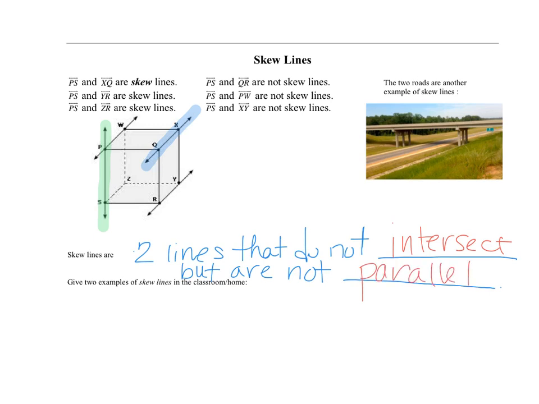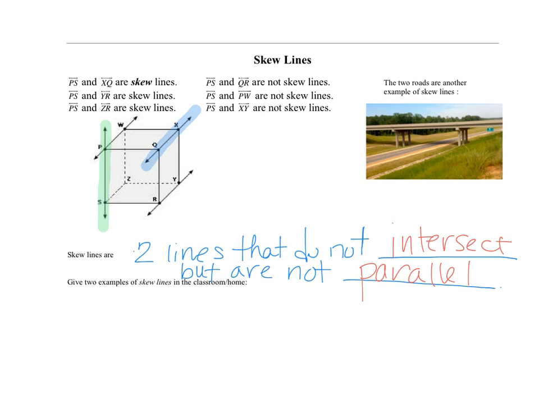So the only way to think about skew lines is it has to be in the 3-dimensional world. Skew lines don't exist in 2 dimensions. We can have 2 lines that are parallel in 2 dimensions. We can have 2 lines that intersect in 2 dimensions, but we can't have them that don't intersect and are not parallel. So these 2 lines that I've highlighted, PS and QX, you can see that they're never going to touch. They're never going to intersect, but they're not parallel. They're not running side by side. They're not equidistant apart at all points. So that is what skew lines are.